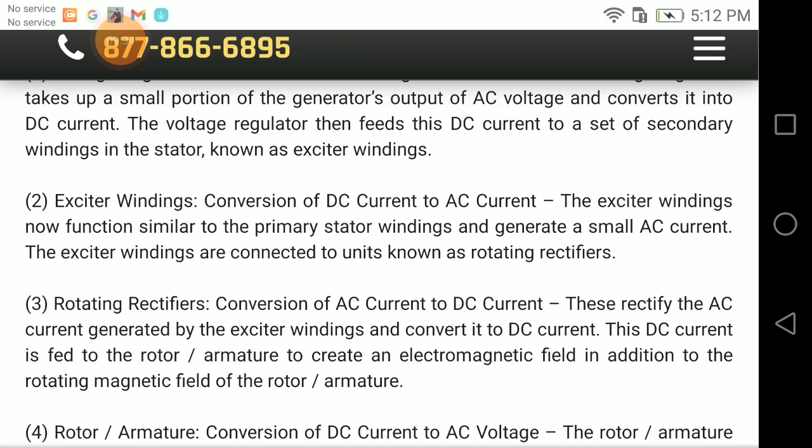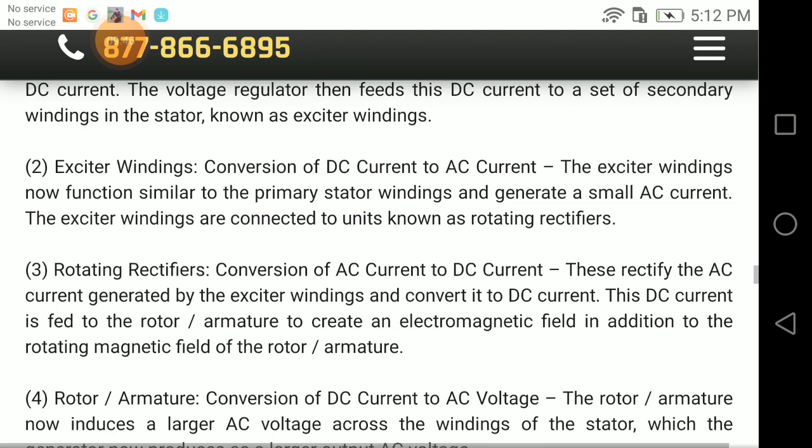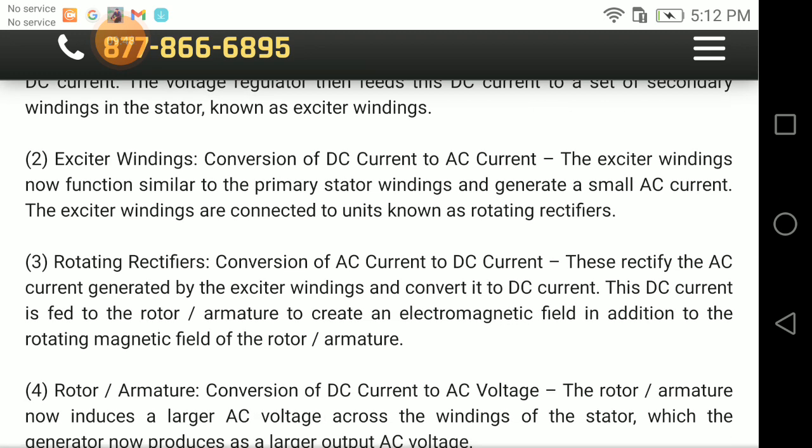Exciter windings: conversion of DC current to AC current. The exciter windings function similarly to the primary stator windings and generate a small AC current. The exciter windings are connected to units known as rotating rectifiers. Rotating rectifiers: conversion of AC current to DC current. These rectify the AC current generated by the exciter windings and convert it into the following things as well.